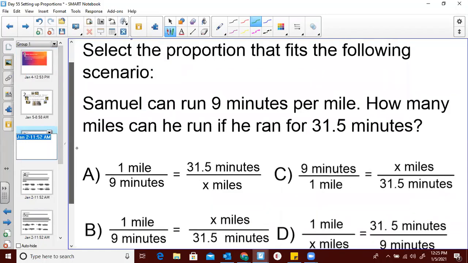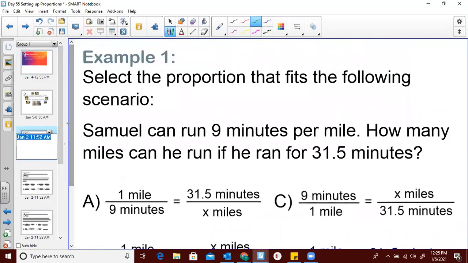You guys will get a word problem. What you'll actually be doing later on is solving these, but for now we're just going to set them up. So let's see, Samuel can run 9 minutes per mile. How many miles can he run if he ran for 31.5 minutes?